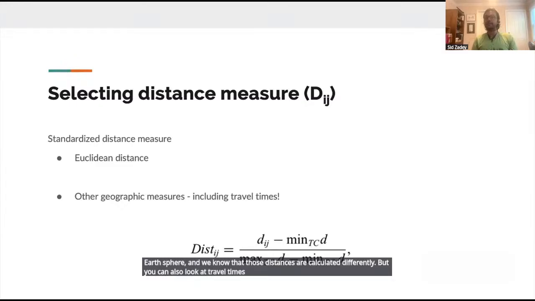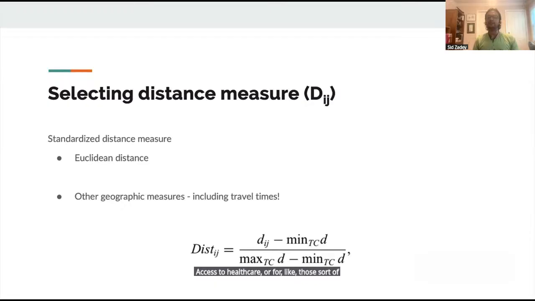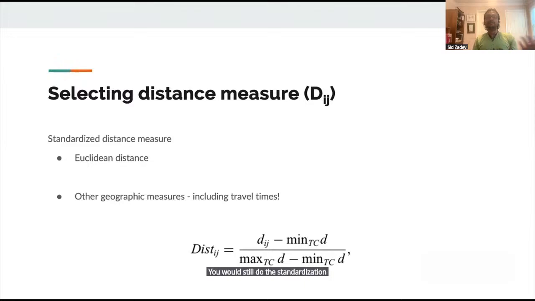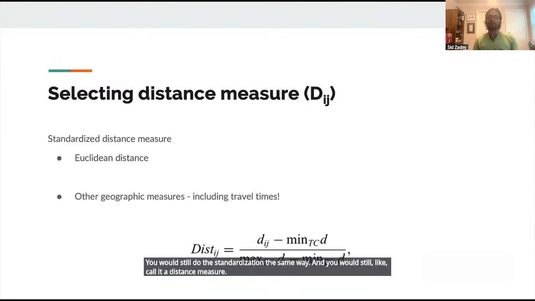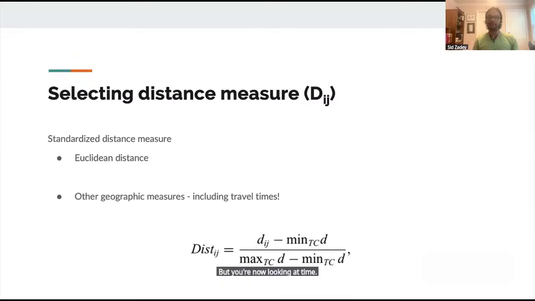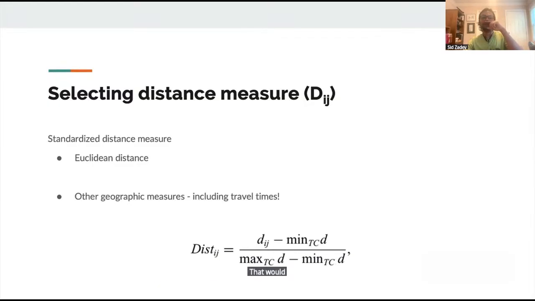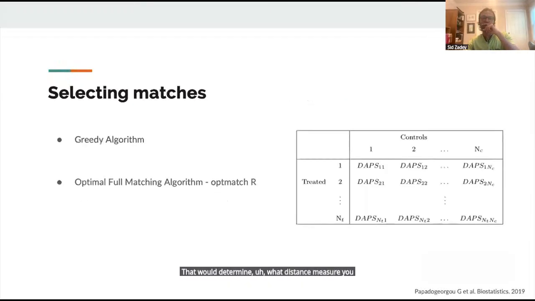So for instance, if your research question is about access to healthcare or those sorts of things, instead of using actual geographic distance in kilometers or miles, it might be more useful to talk about travel time. You would still do the standardization the same way, and you would still call it a distance measure, but you're now looking at time. And it works perfectly well. It shouldn't make a difference. But mostly it's your research question that would determine what distance measure you want to look at.